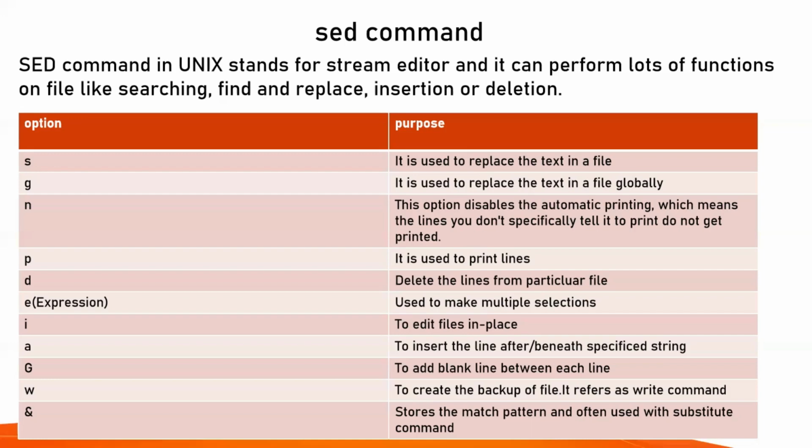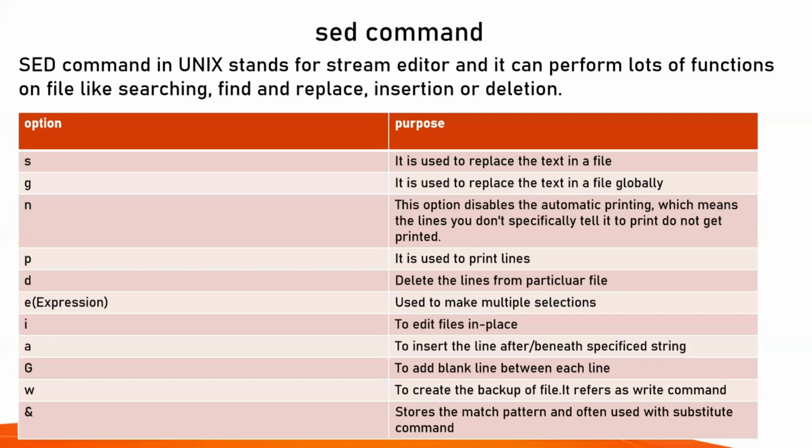The next option is d. Delete the lines from a particular file. There would be a scenario where you want to delete the 5th line from the file or the 6th line from the file, and that's where this option is used with the sed command. The next option is an important option. If you want to have multiple selections, you use the e option, and it's called the expression option.